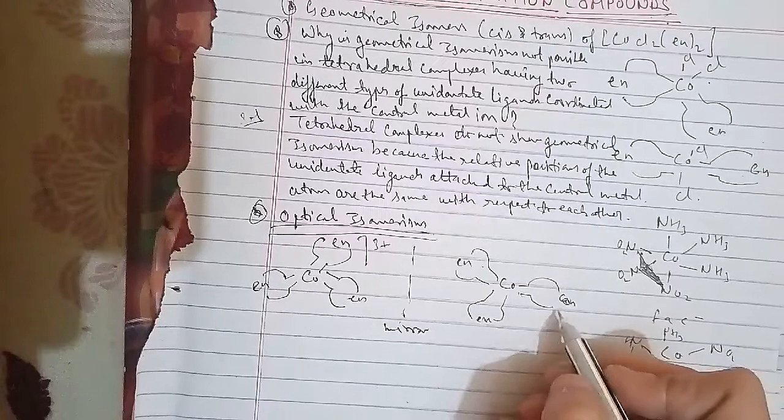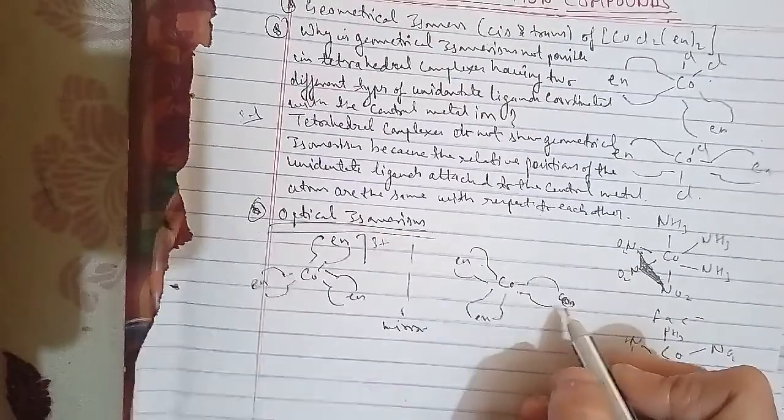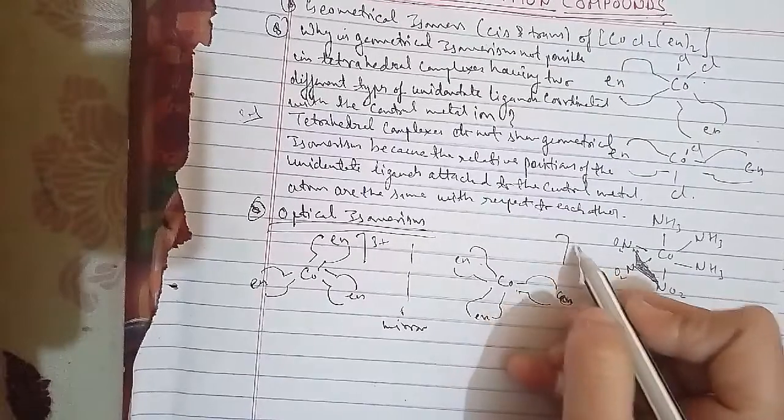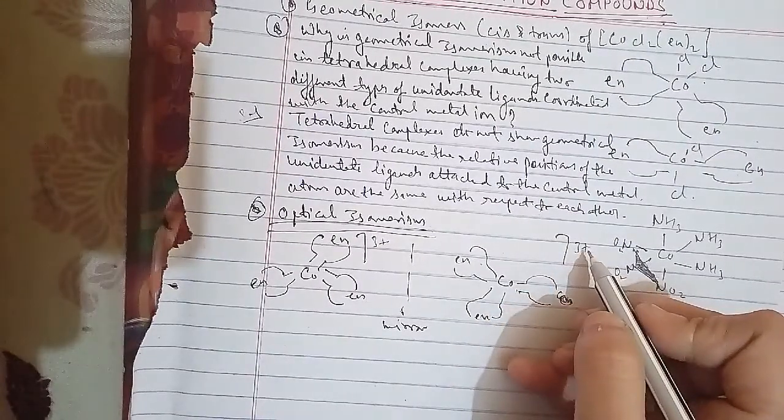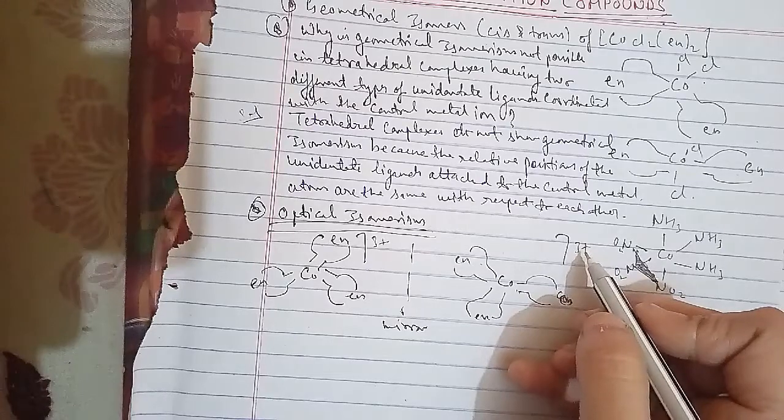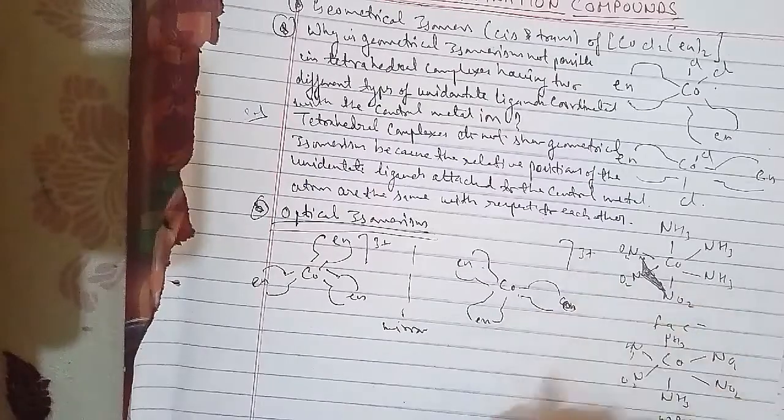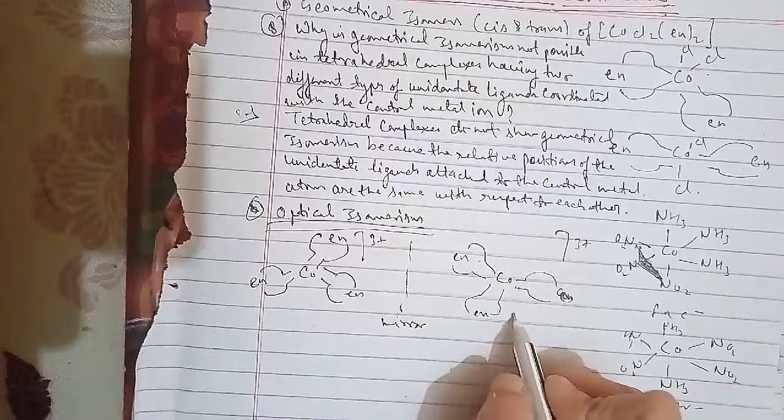So for the optical isomers, I will just write it down for you all: optical isomers, D that is dextro and levo of Co(en)3 3+.